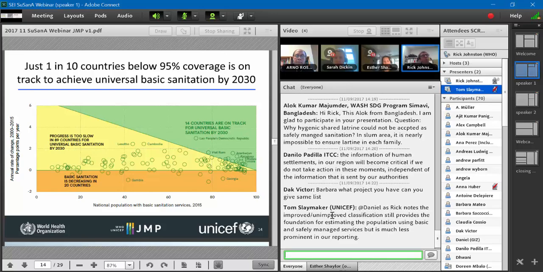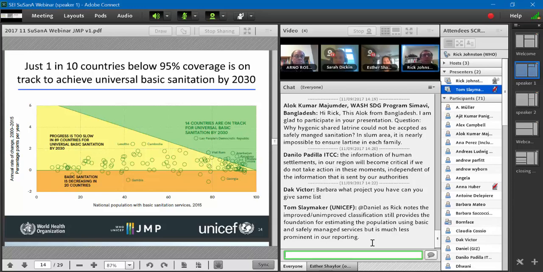Of course, the people who aren't sharing but are using improved facilities have at least a basic level of service. One thing that we did was look at the rates of progress on basic sanitation and compare that to the current levels of coverage for basic sanitation. In this graph, in the upper right-hand green triangle, those are countries that aren't yet at universal basic sanitation, they're below 95% in 2015, but where their annual rate of progress over the past 15 years is high enough that they would be on track to reach universal basic sanitation by 2030.